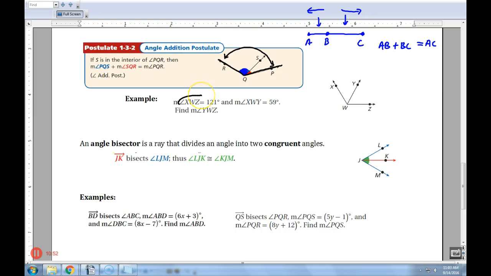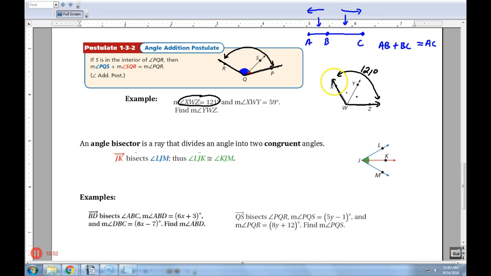Angle XWZ is 121 degrees. Now, when I'm talking about angle XWZ and I'm talking about the whole angle, I like to put the whole angle measure on the outside. It just works better for me. It doesn't get in the way, because if I put it down here, I don't know if it's the whole thing, or if it's one of the separate ones. So I put it on the outside.